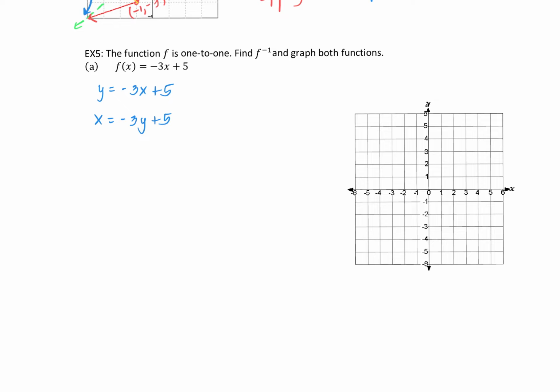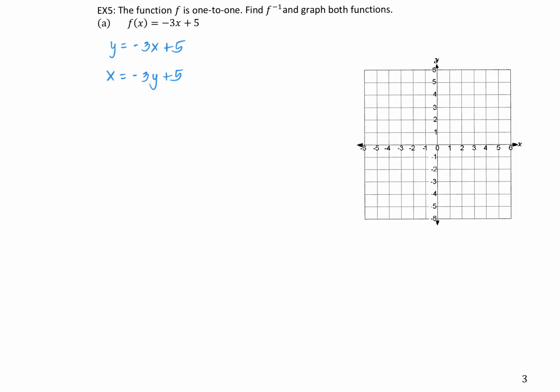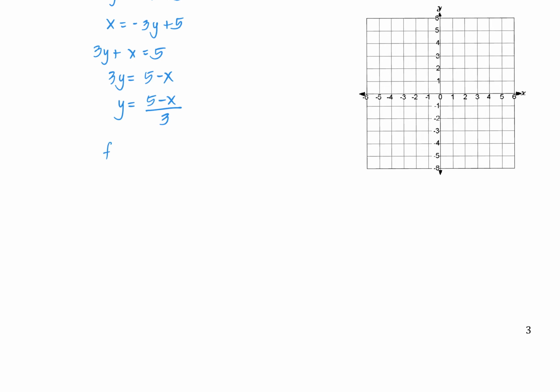And now I am going to solve for y. I think I'm going to add 3y to both sides so that it's positive. It doesn't really matter the order that you solve for y. And then I'll go ahead and minus x from both sides, and divide by 3 to get 5 minus x over 3. Finally, I'm going to replace y with the inverse notation, f inverse of x. That would be equal to 5 minus x over 3.